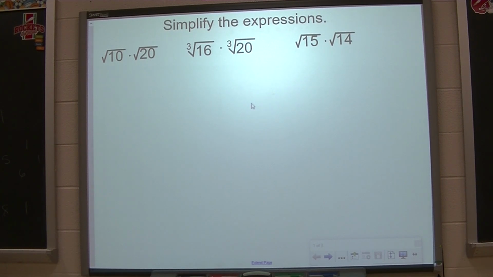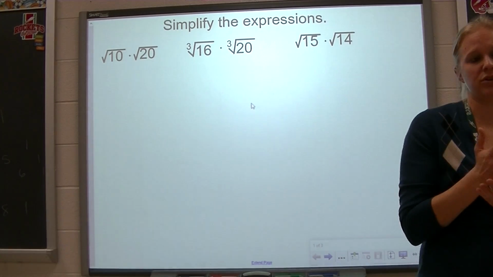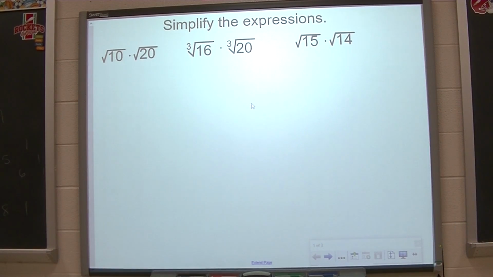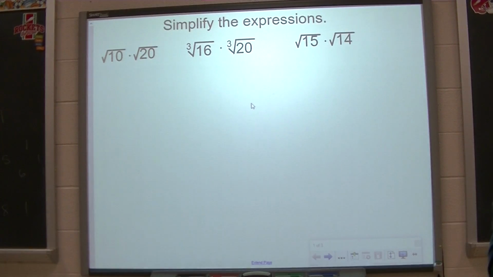Now, what makes this difficult is, like last lesson, you could just type whatever you were given and put it in your calculator. Here you can't. Square root of 10, we get a decimal, something like 3.2. The square root of 20, we probably get 4.5, around there.